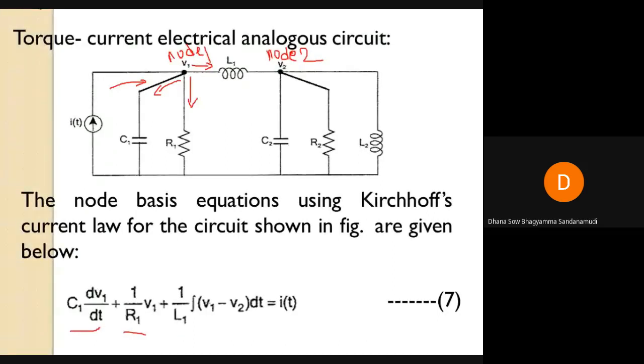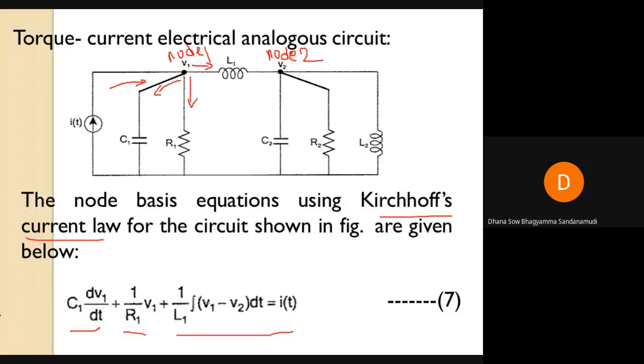It is 1 by L1 integral of V1 minus V2 dt. The sum equals the entering current, since the leaving current is equal to the entering current according to Kirchhoff's current law.